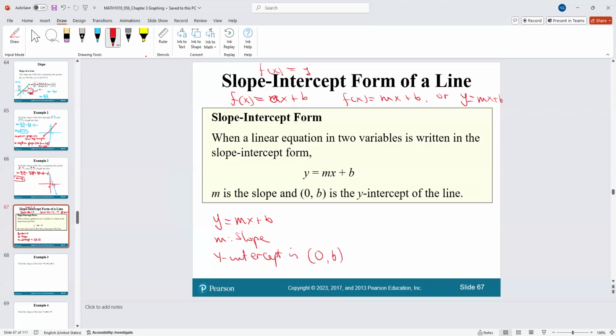We said when a linear equation in two variables is written in the slope-intercept form y equals mx plus b, m is the slope and b is the y-intercept. So that's something you need to know anytime. We said y equals mx plus b, b is the y-intercept. That's very important to see it that way. m is the slope and b is the y-intercept.